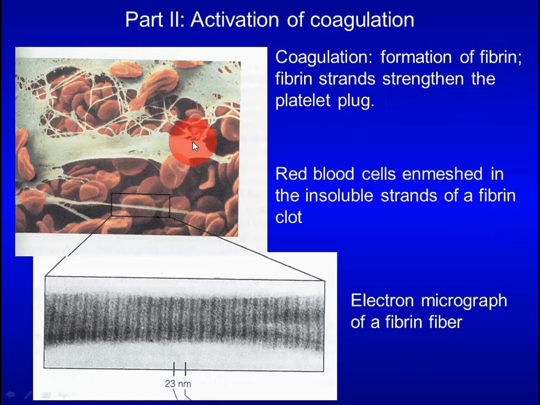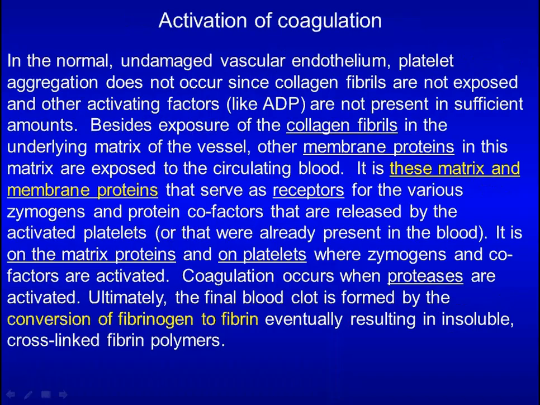This picture shows red blood cells enmeshed in fibrin clot. This picture shows regularity of a fibrin fiber under an electron microscope. The first step in coagulation is activation of proteases. It is extracellular matrix and membrane proteins that serve as a receptor for various zymogens and protein cofactors. It is on the matrix proteins and on platelets where zymogens and cofactors are activated.